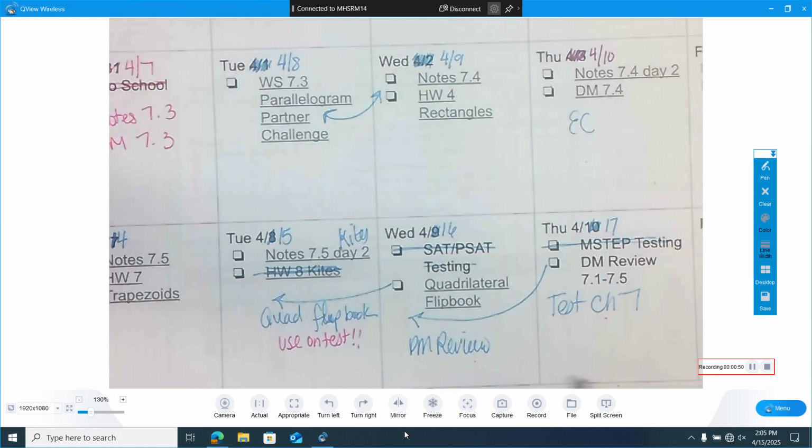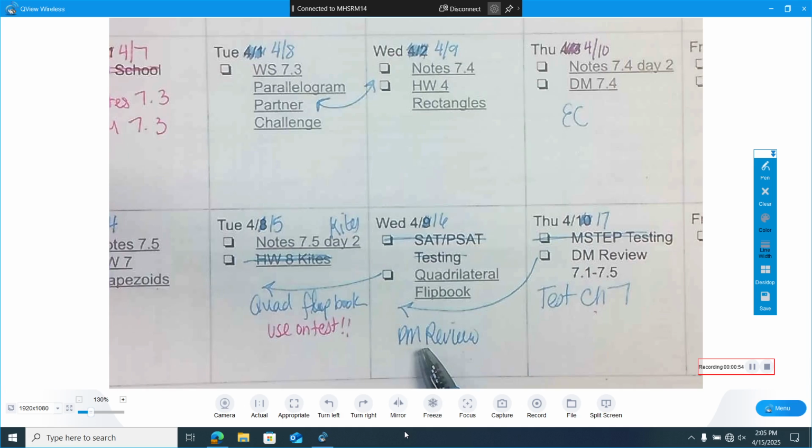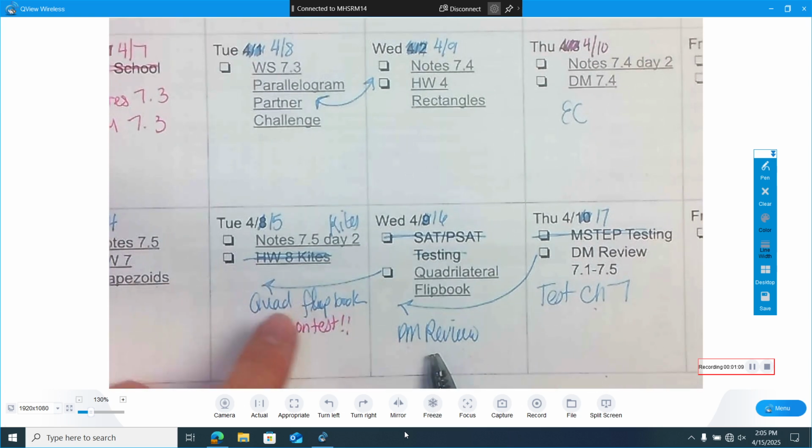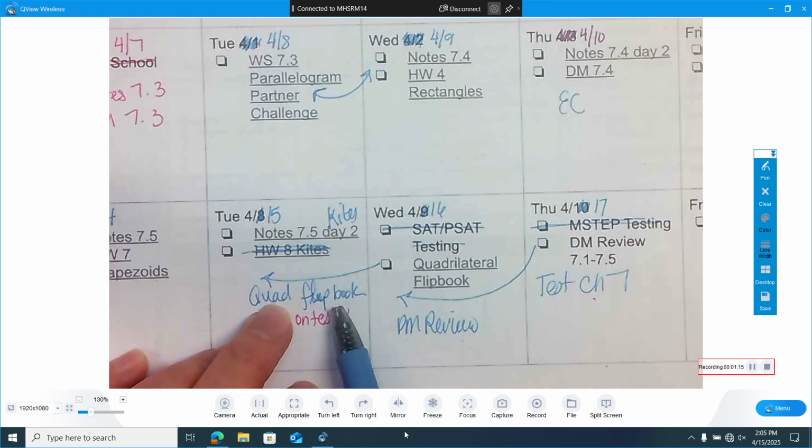So when you're doing your Delta Math review, whatever you need to write down to help you on test day is a good thing, okay? Write it down, write an example down, write down those problems from the review, and you'll be solid for your test on Thursday. So I would recommend today, this flip book is not going to be graded, but you get to use it on your test, okay?